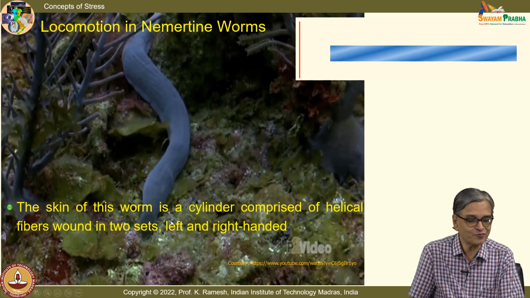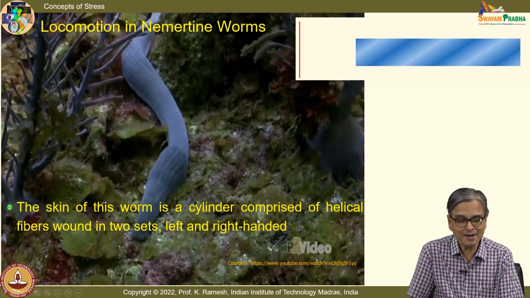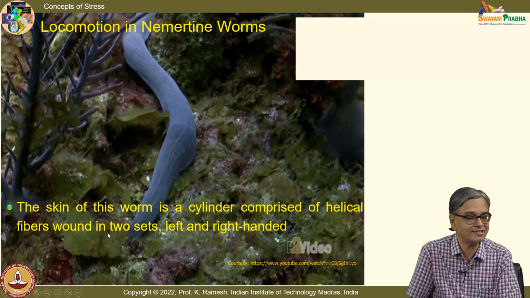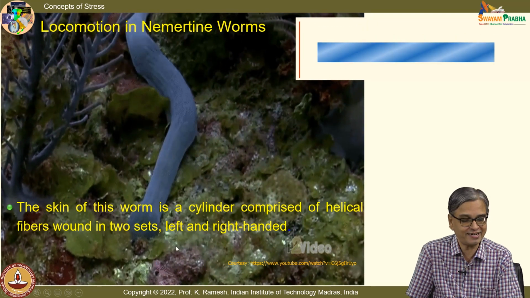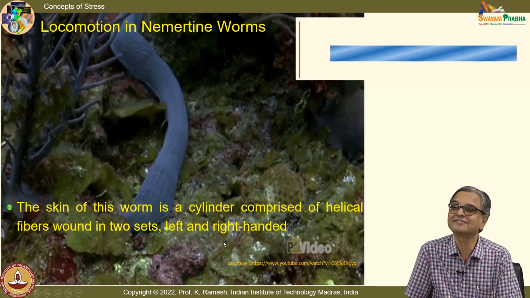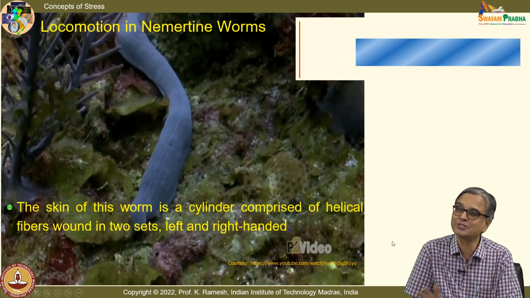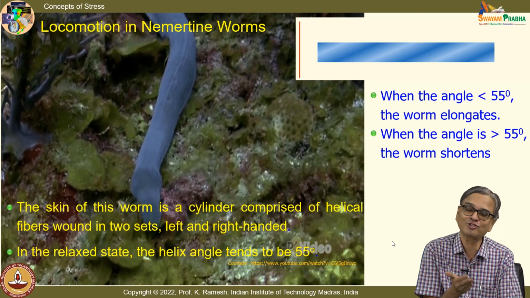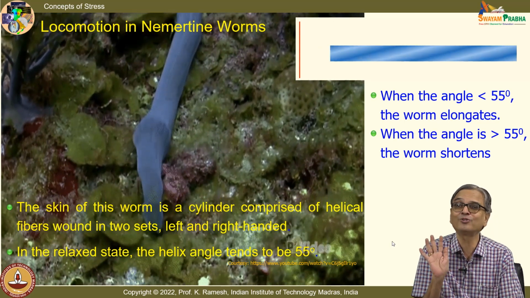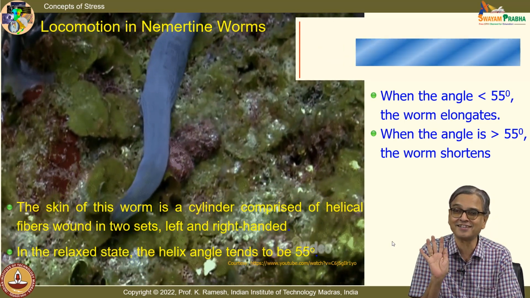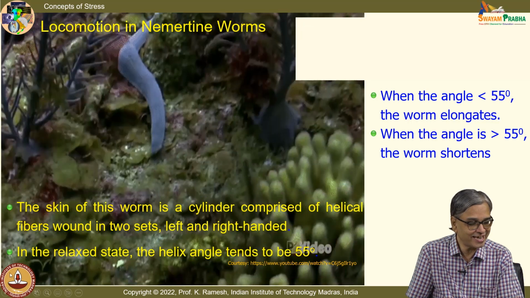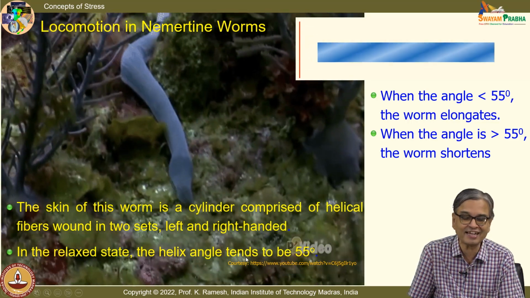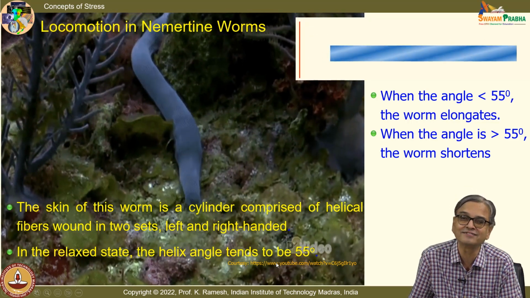The skin of this worm is a cylinder comprised of helical fibers wound in two sets, left and right handed. Much before your composite cylinder was developed, nature created this worm. It has also taught the worm how to navigate in the sea. And it is very interesting, in the relaxed state, the helix angle tends to be 55 degrees.